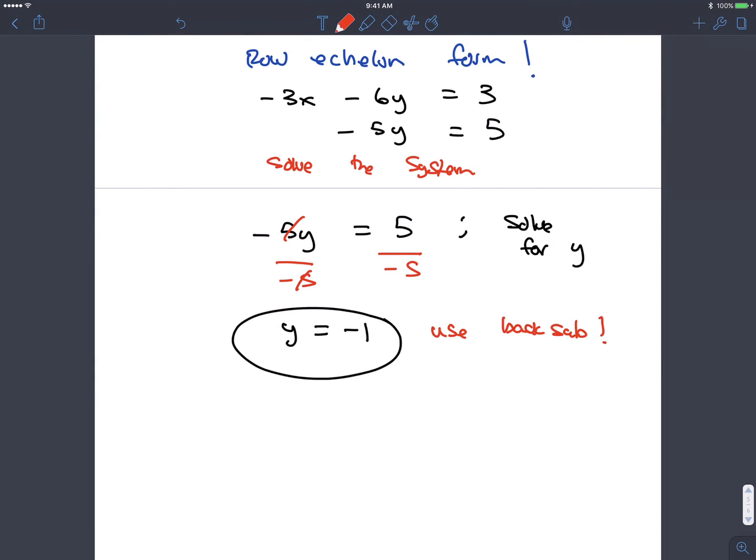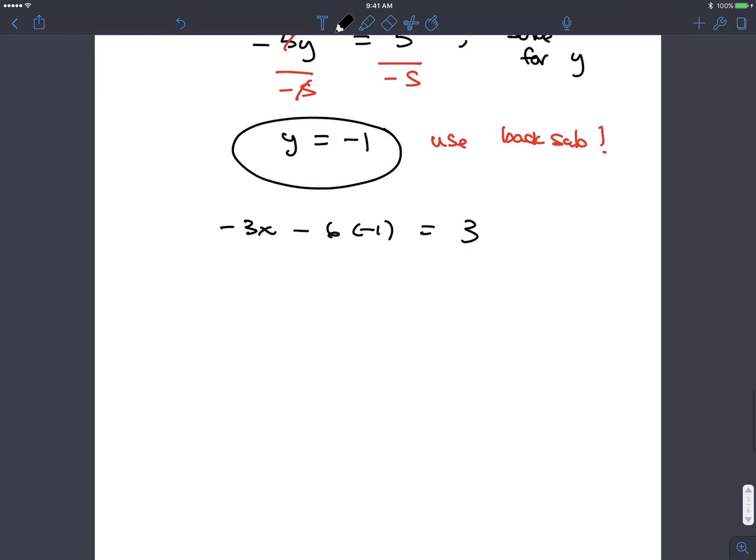I'm saying y is negative 1. I could go back to any equation and replace y with a negative 1. Well, the second equation is just going to give me a true statement. The first equation, if you notice now, will be negative 3x minus 6 times negative 1 is positive 3. And negative 3x, negative 6 minus 1 is positive 6, equals 3.